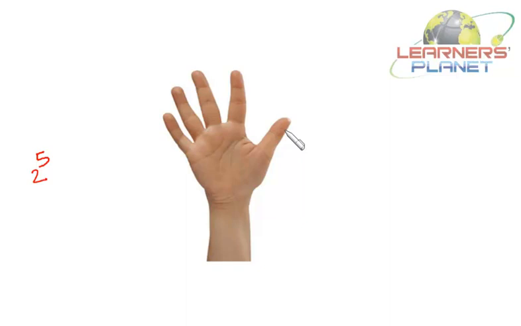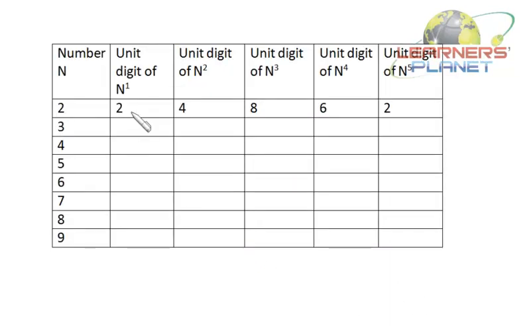Okay, so let's fill up the table. I see here 2 raised to 1 is 2, then 2 raised to 2 is 4, 4 2s are 8, 8 2s are 16. I drop 1 and I write 6, and 6 2s are further 12. I write 2 and I'll drop 1.